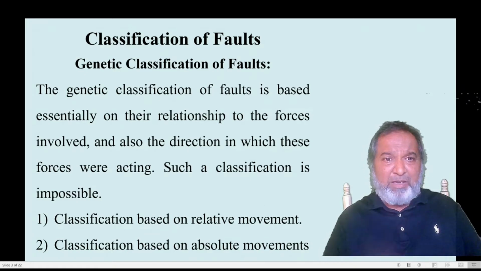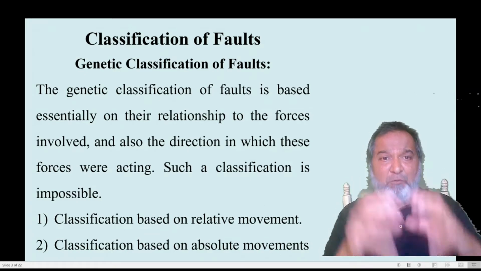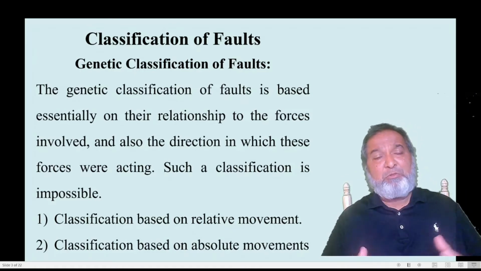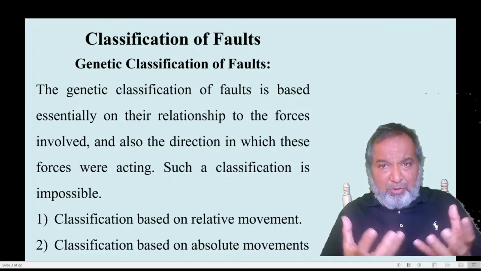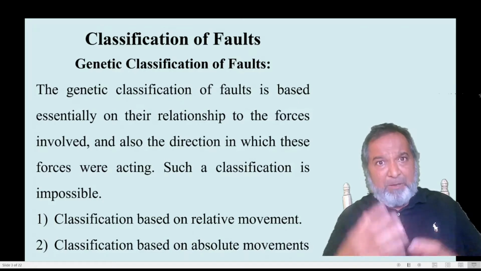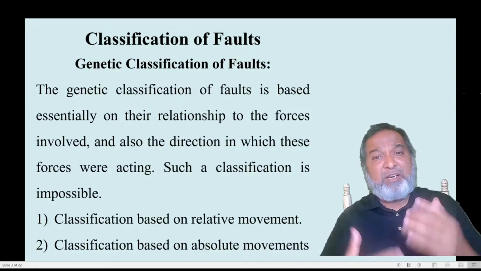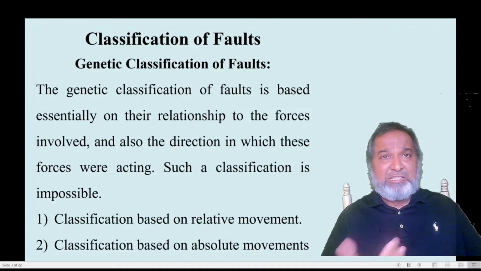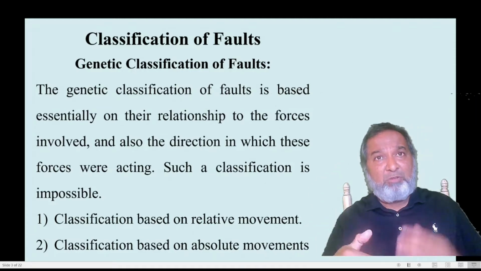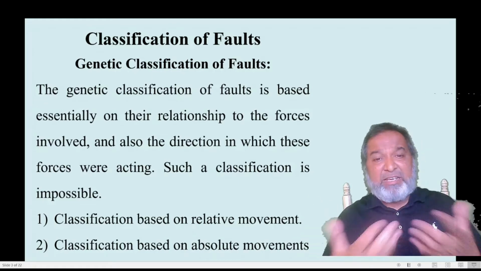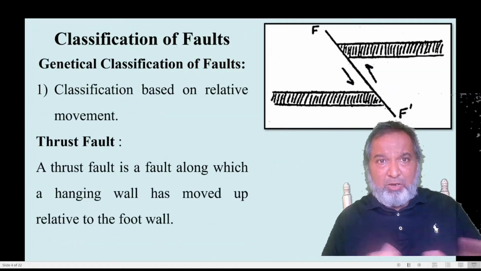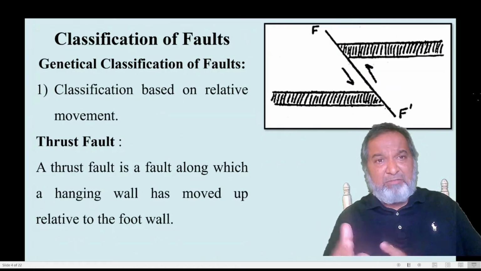Now this is based on the forces which are acting on the particular rocks, and depending upon those forces and parameters, once the fault has taken place there will be a relative displacement. So the first classification is based on the relative movement along the fault blocks. The second one is based on the absolute movement. So today we are going to see the classification on the basis of the relative and absolute movement.